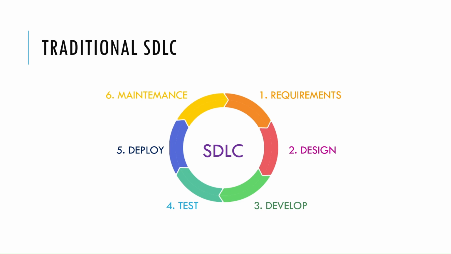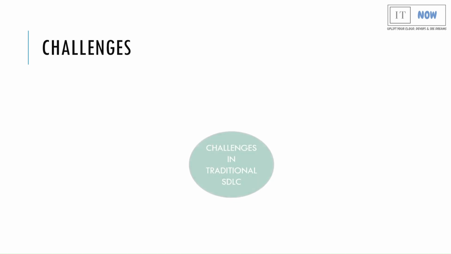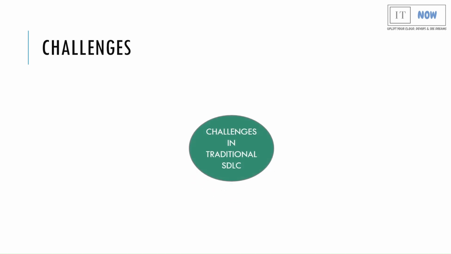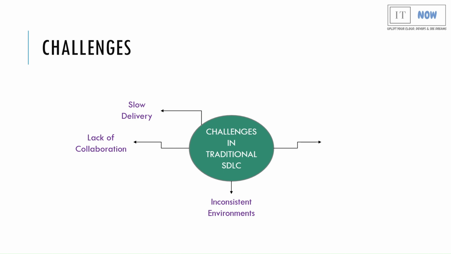Now, as we've understood the traditional software development lifecycle, let's dive a bit deeper to understand the challenges faced by companies while following the cycle. It starts with slow delivery times, lack of collaboration, inconsistent environments, manual processes, and limited feedback loops. Now let's understand these challenges a bit deeper.